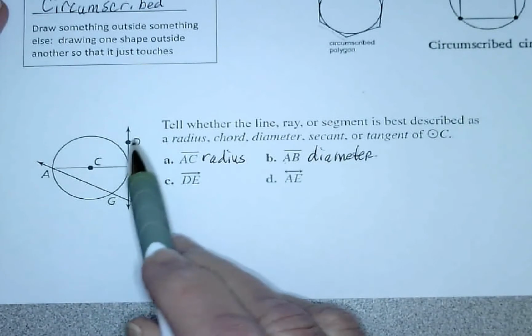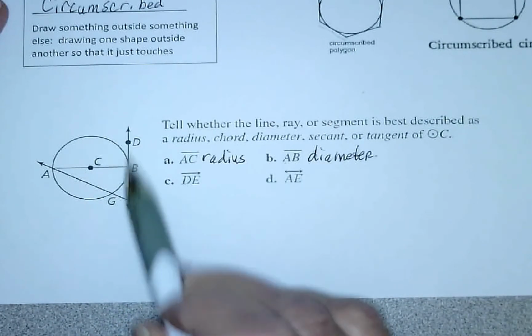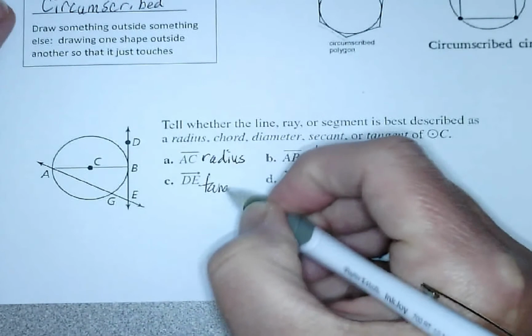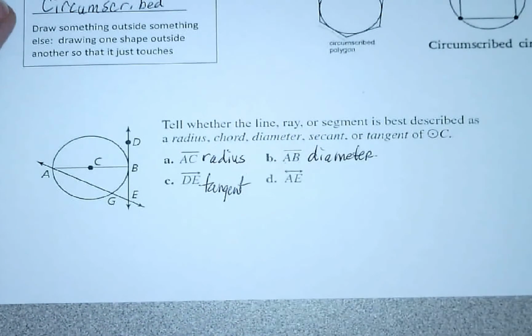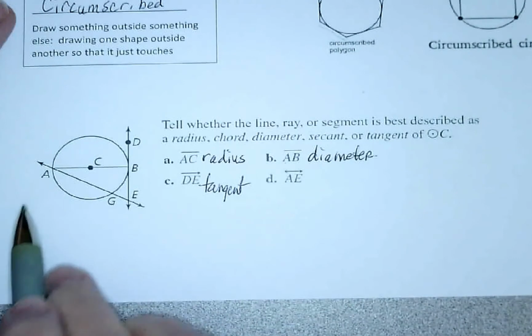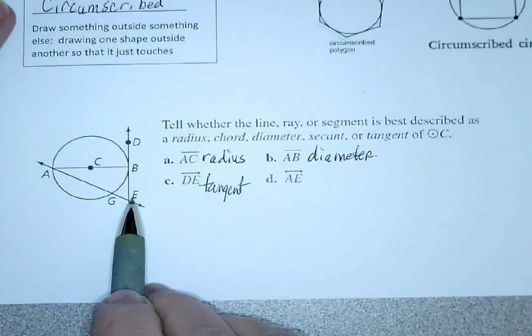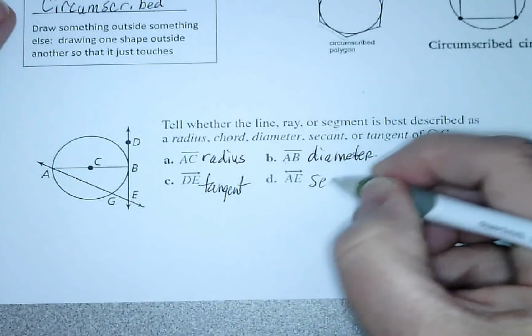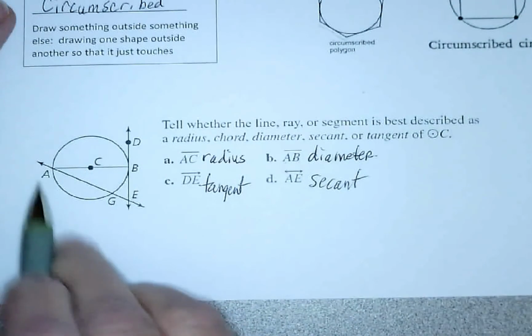DE, that's this one out here, is touching the circle just at a single point. We call that a tangent. Tangents could be lines, segments, or rays. And the last one, AE, that goes way out here through A, through G, we call a secant, where it's a line that intersects the circle at 2 points.